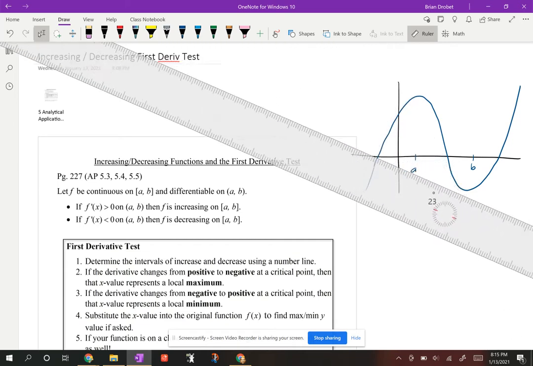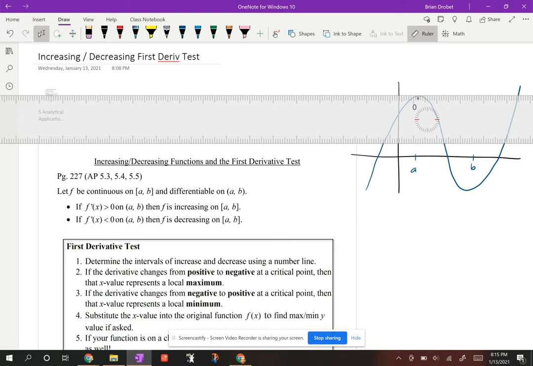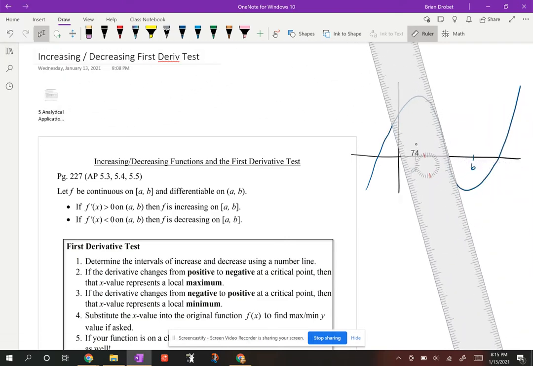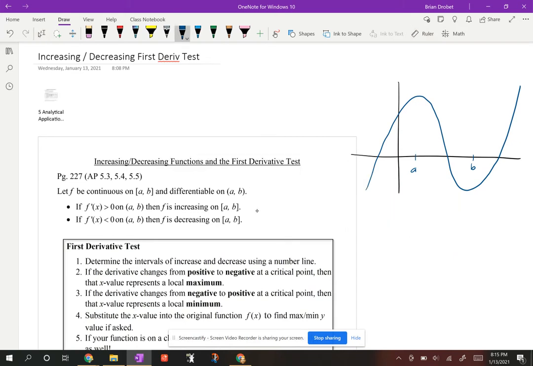Therefore, the derivative is negative. Because the derivative is negative on this entire interval from a all the way to b, you see that the function is actually decreasing. It is falling. So we would say that this function is decreasing on the closed interval from a to b. Note that we include the endpoints. So even though the derivative at a is 0 and the derivative at b is 0, by the definition, we're going to say that the function is decreasing on the interval from a to b.